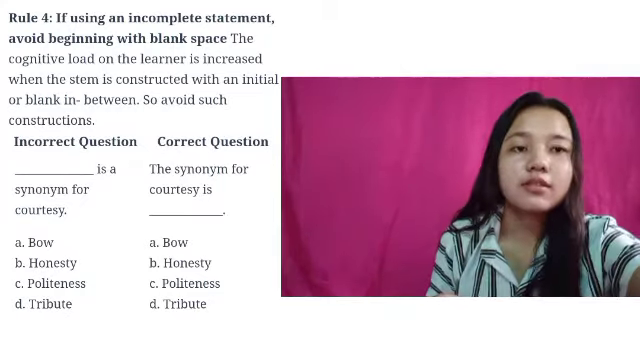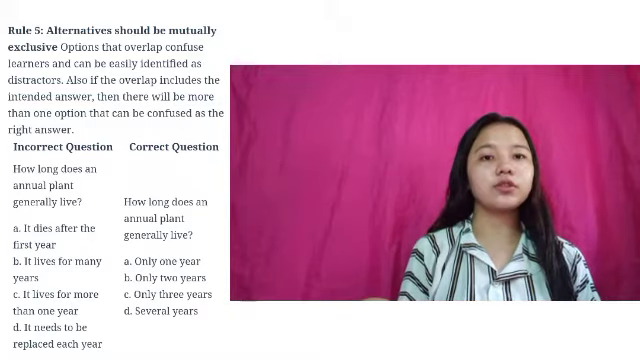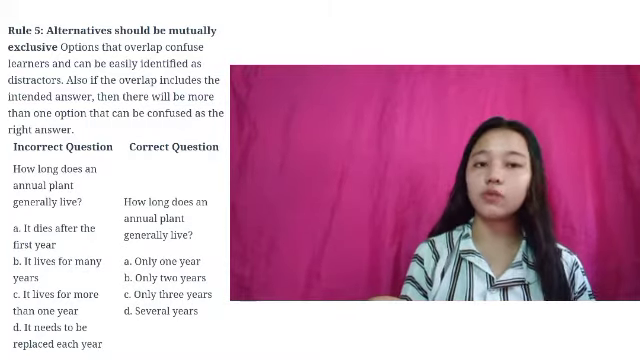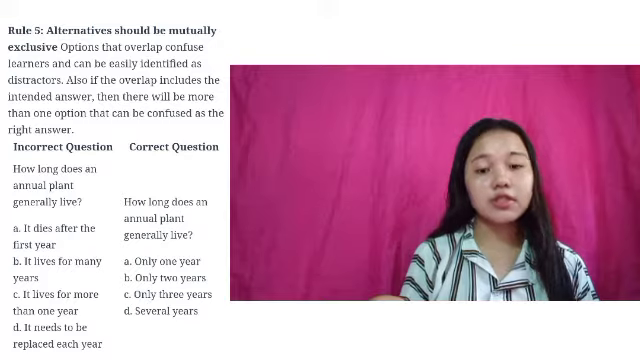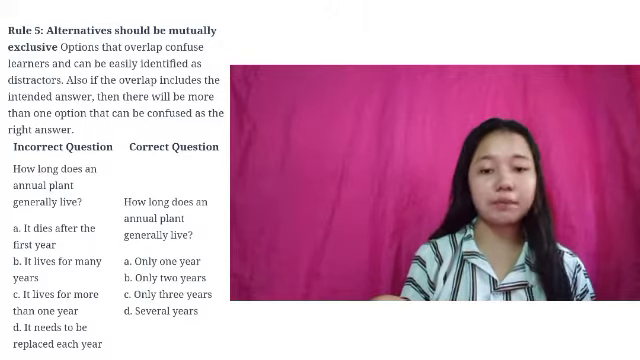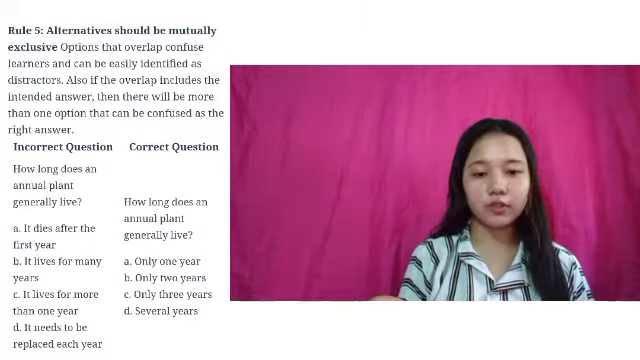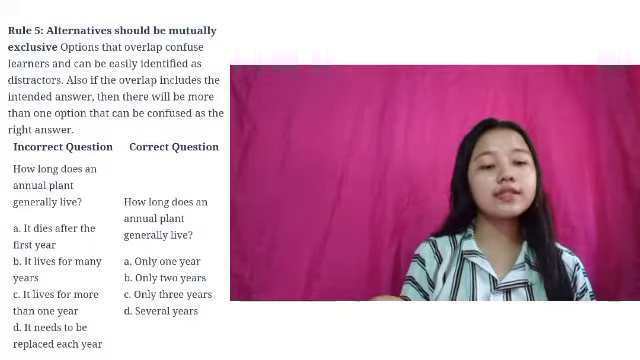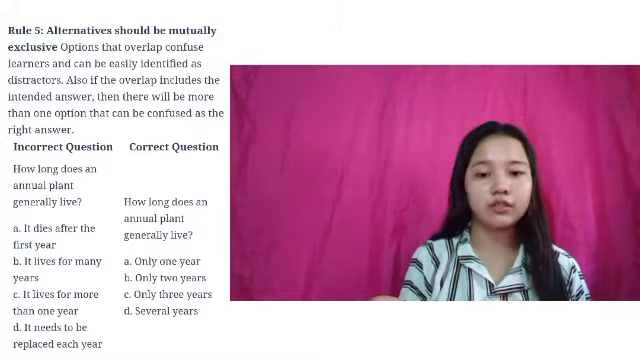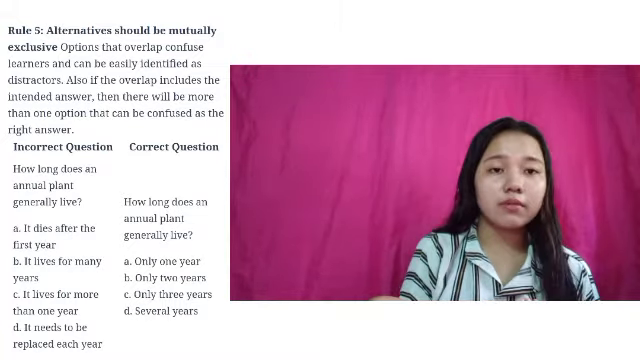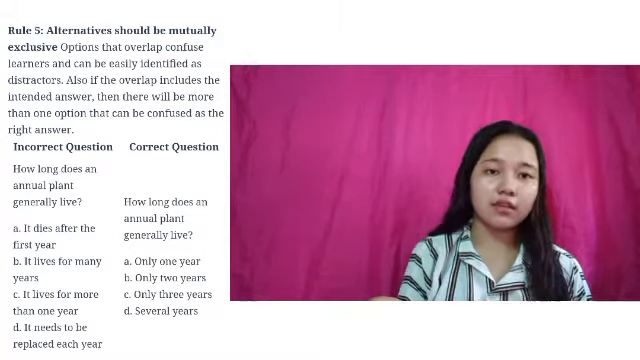Next rule, rule number 5, alternatives should be mutually exclusive. Options that overlap confuse learners and can be easily identified as distractors. Also, if the overlap includes the intended answer, then there will be more than one option that can be confused as the right answer. So, the overlap is the extent of the option.